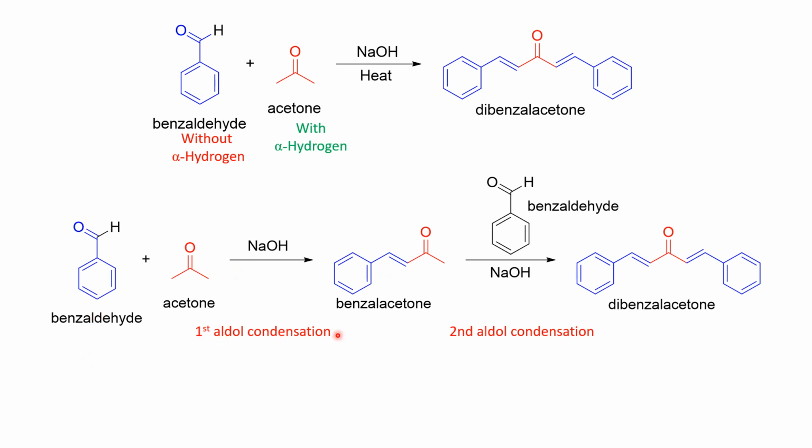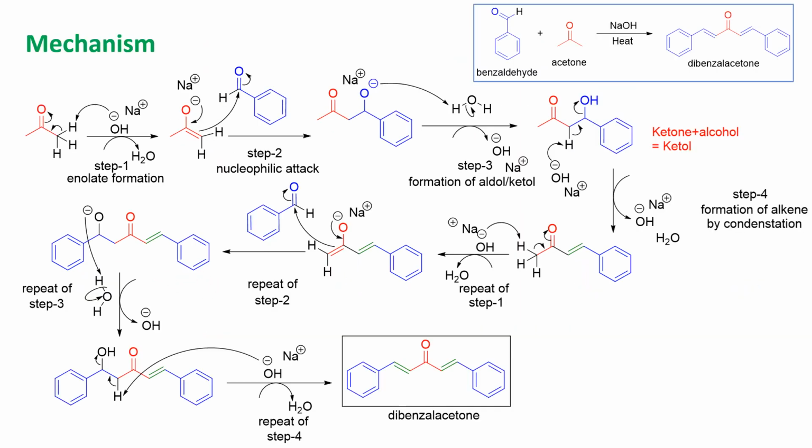On the first aldol condensation, the alpha beta unsaturated ketone forms on the left side, and on the second aldol condensation, the alpha beta unsaturated ketone forms on the right side. And 2 molecules of benzaldehyde has been used in this reaction. So as you can see, the benzaldehyde is the excess and acetone is the limiting reactant.